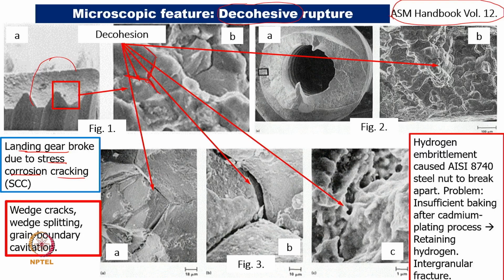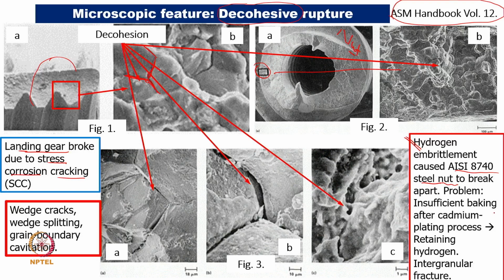Now, if you look at it in a magnified way, what we are able to see is that the failures are happening because of some reason. Corrosion was one of the reasons, and another we also discussed was hydrogen embrittlement, which has been shown in this figure 2, and this is a zoomed area for it. What we showed is that this material is AISI 8740 steel, and this is basically the nut, and the failure of that has been discussed.